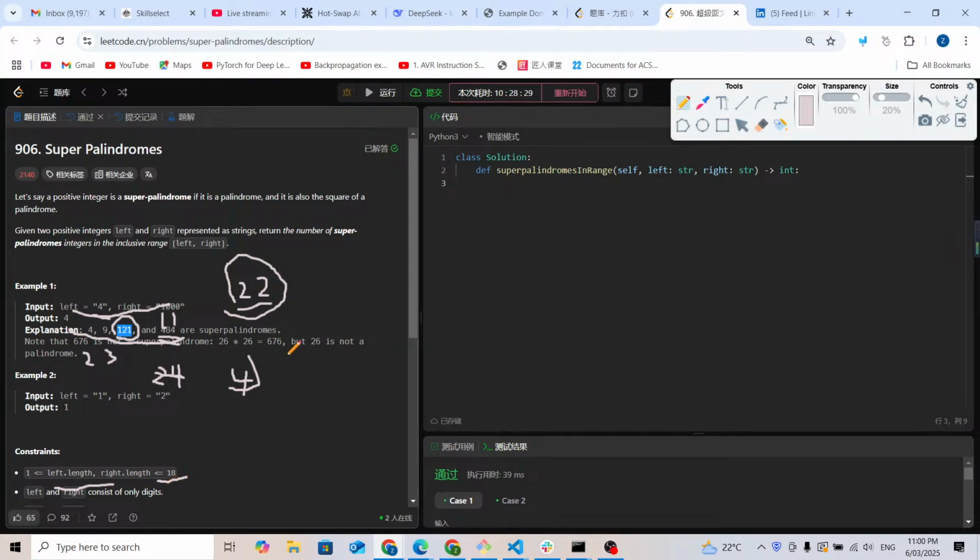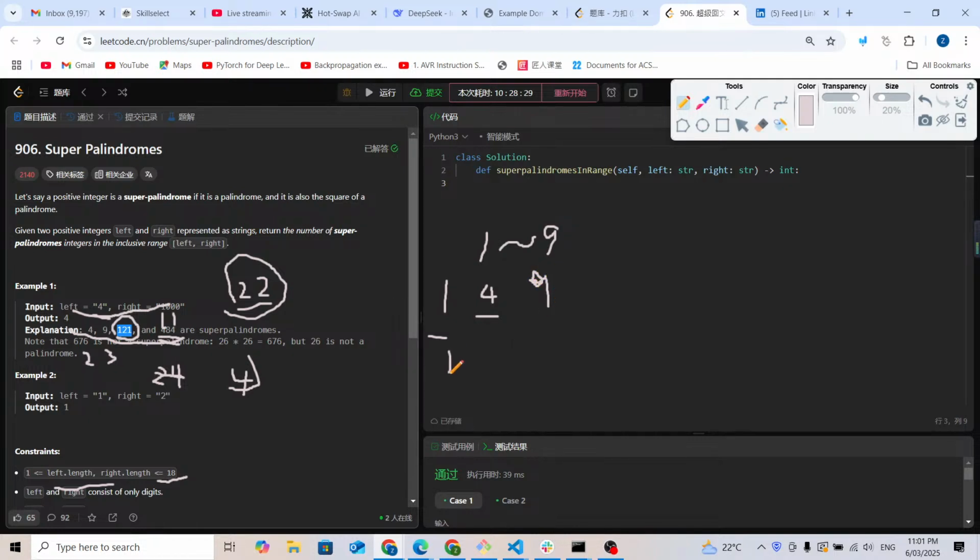So instead of solving it directly, what about using a greedy idea? First of all, we construct all the possible palindromes themselves, and then we calculate the square of these palindrome numbers. For example, from 1 to 9, each is a palindrome itself. Then we check 2. 2 squared is 4, and 4 is a palindrome. 1 squared is 1, and 1 is a palindrome. What about 3? 3 is also a palindrome, because the square of 3 is 9.